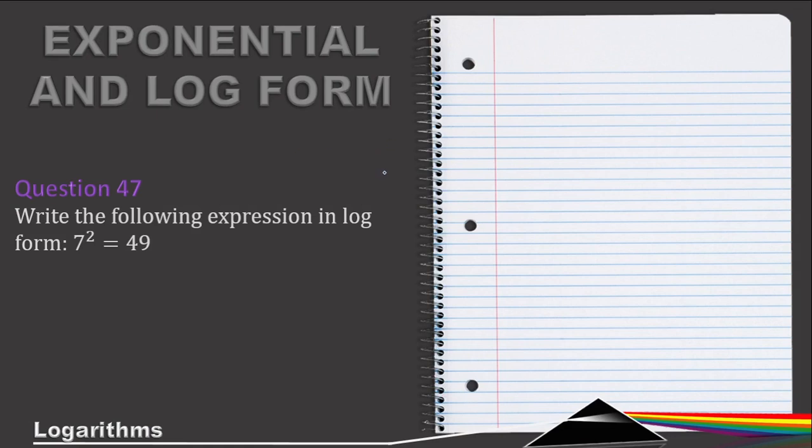Okay, so we write the following. I want to go to log form. My base is 7, so that's going to be my base there. And then over here it's to the power of 2, so now I'm going to make my numerical value 49 and equate it to 2.